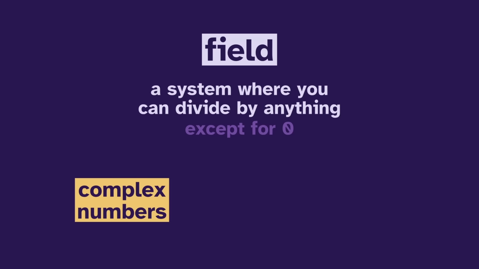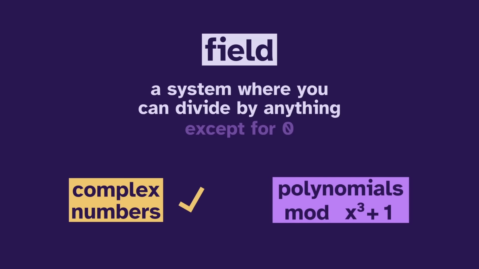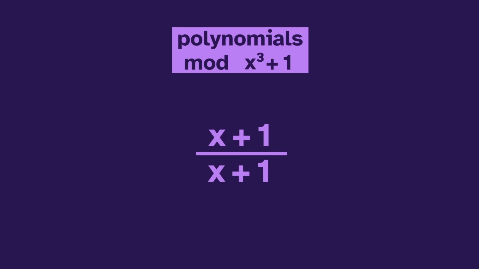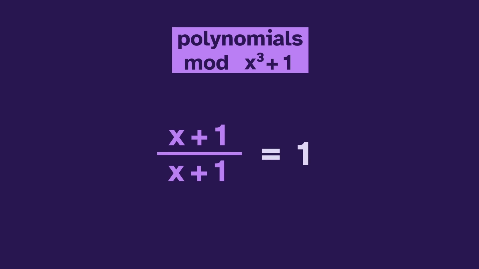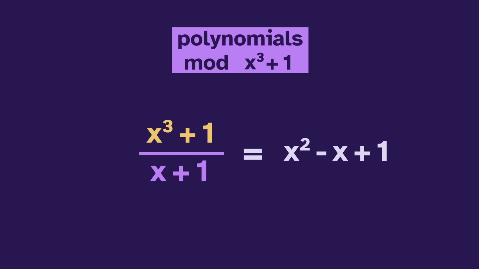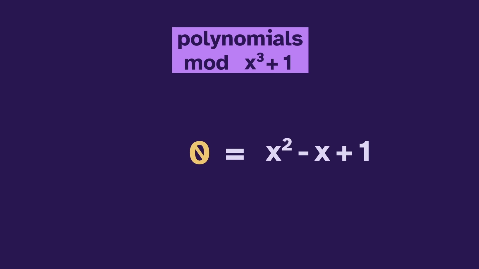So the complex numbers are great. They are a field, and maybe even the best one. But this 3D system is not. Division doesn't always work. For example, with x plus 1 over x plus 1. This should equal 1, but multiplying both sides by this polynomial, we end up with x cubed plus 1 on the left. And that's the modulus, so it equals 0, meaning that the entire left hand side is 0. But the right hand side is not 0. It's not a multiple of the modulus. We've run into a problem.